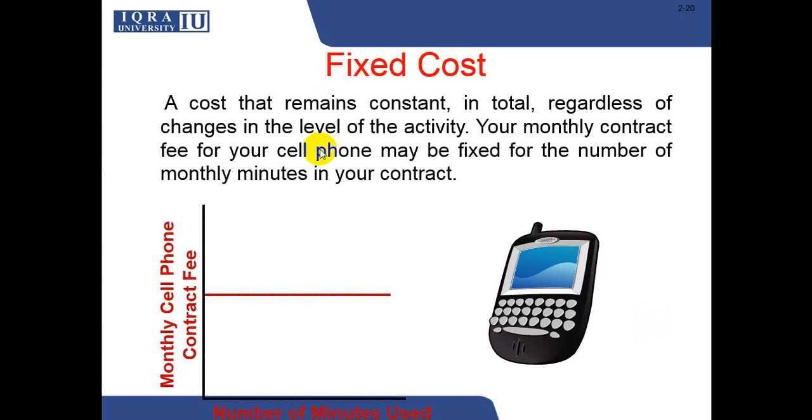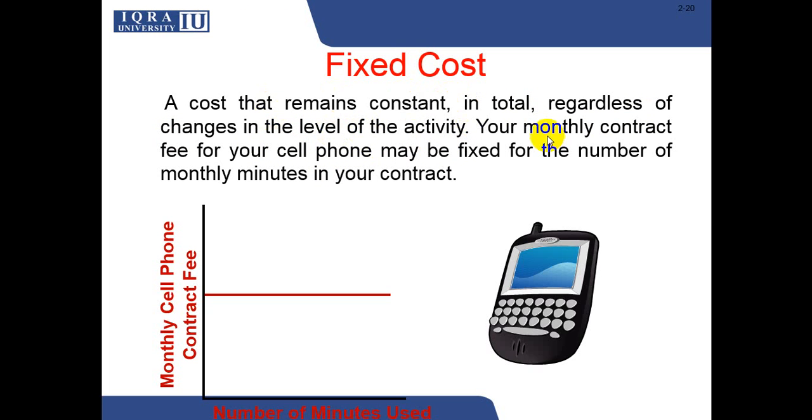Now we are going to discuss the fixed cost. Fixed cost is a cost that remains constant in total. When we talk about the fixed cost, it is fixed in total. Like my building rent, right? My building rent is constant per month in total, regardless of change in the level of activity, whatever the level of activity is. If my factory building rent is 50,000 and I am producing 10,000 units in one month, 20,000 units in the second month, and 4,000 units in the third month, my rent does not change, right?